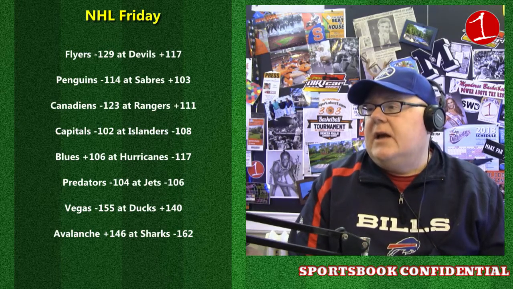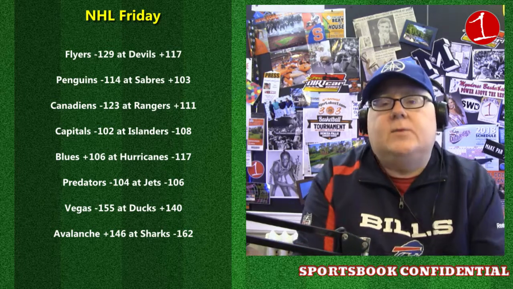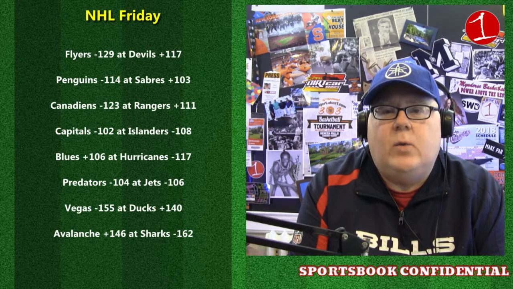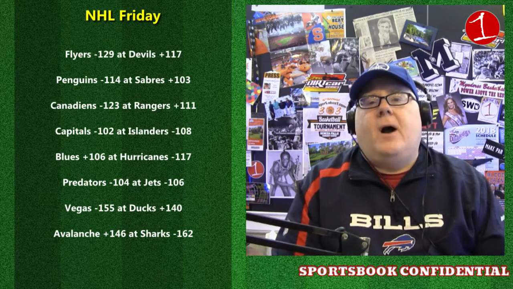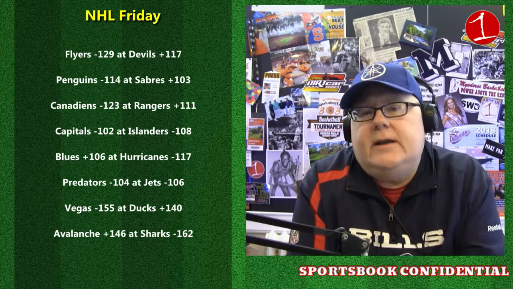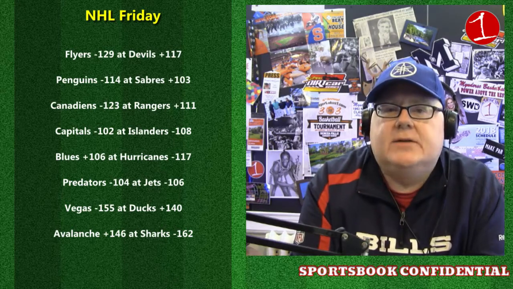We'll have to see. Capitals 102 at the Islanders, minus 108. Islanders obviously are first in their division, playing very well. Lehner and Greiss are the goaltenders. They've had good years. They have a good scoring team, offensive defensemen. It will be interesting to see if a team tries to take a very physical approach to the Islanders, how they do in the playoffs.